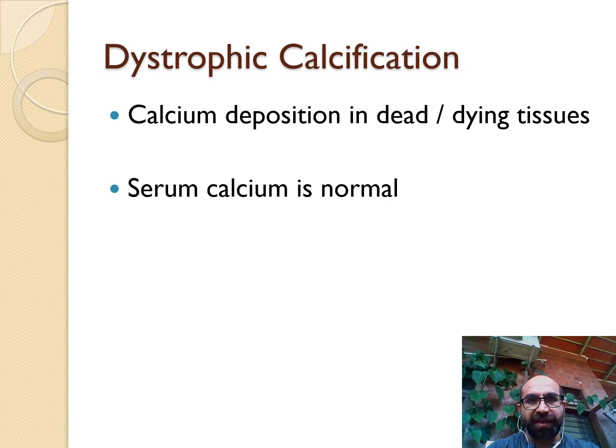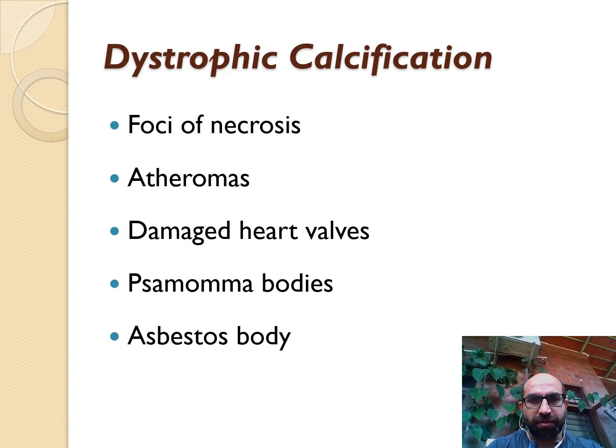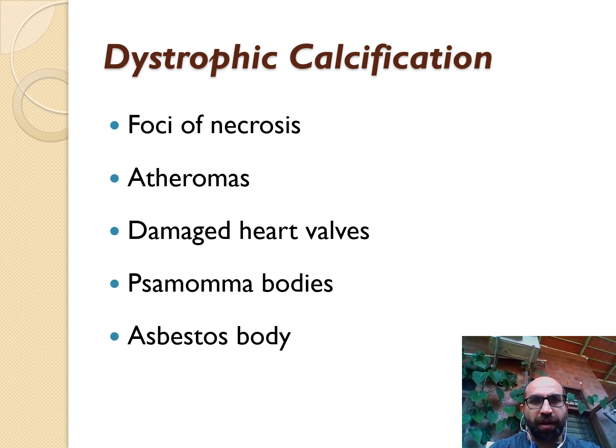Now, what is dystrophic calcification? Accumulation of calcium on dead and dying tissue is called dystrophic calcification. Here, the serum calcium will be normal. So, these are some examples of dystrophic calcification: accumulation of calcium on necrotic tissue, atheromas, damaged heart valves, psammoma bodies, and asbestos bodies.